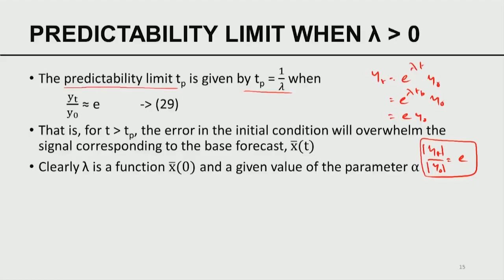The analysis of data assimilation is not complete until we understand the predictability limit, how long the prediction can hold water. That's the idea here. So for time greater than TP, the error in the initial condition will overwhelm the signal corresponding to the base forecast. Clearly, lambda is a function of x naught and the given value of the parameter. Lambda varies as a function of the initial condition, also the parameters.